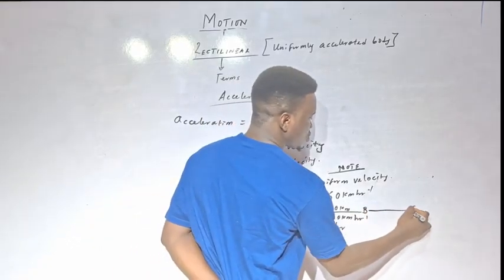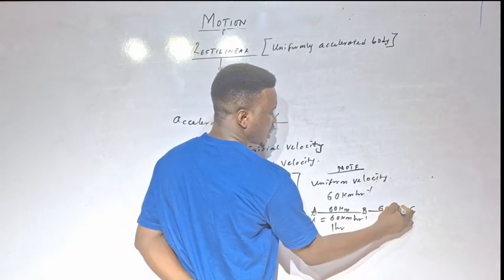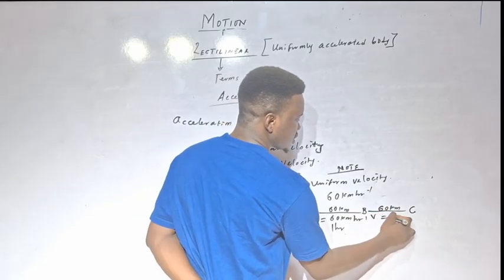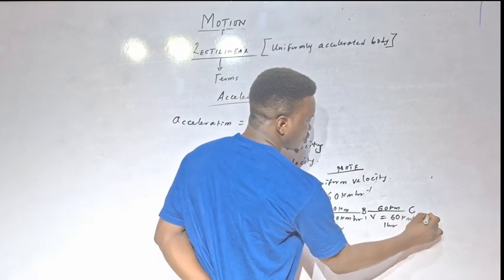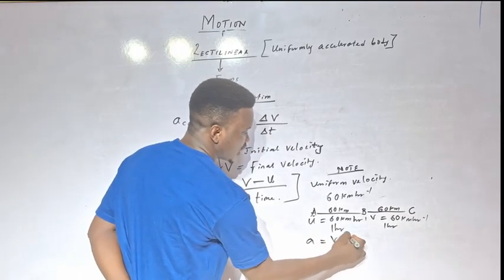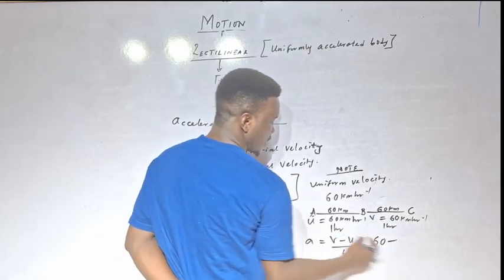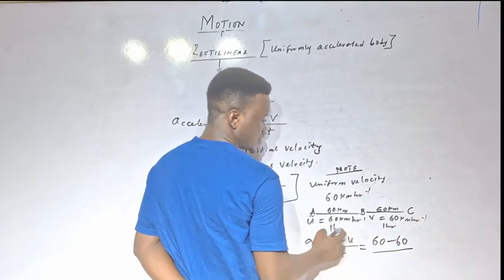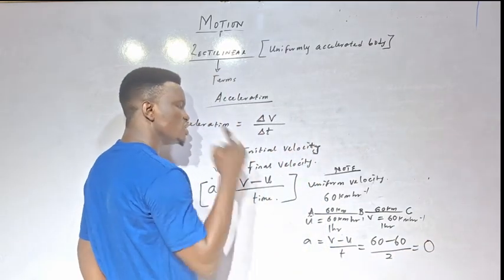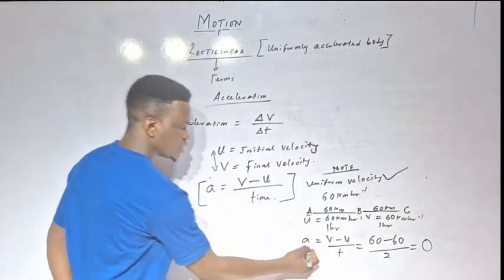Then it's moving from B to C, still moving at that same speed, so it will cover another 60 km in 1 hour. So this is my V now. V is still 60 km per hour. So if I say find acceleration, my acceleration is going to be V minus U over T. V is 60 minus 60 all over the total time, 2. And 60 minus 60 is 0. So whenever you hear that a body is moving under uniform velocity, the acceleration will be 0.